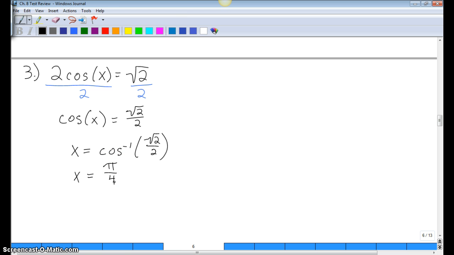Okay, now the directions again in this section say solve for all solutions between 0 and 2 pi. So now that we have our first solution, our inverse solution at pi over 4, put it up here. We have to find the other quadrant where cosine is positive? Well, it's positive in quadrant 1 and quadrant 4. So we need to find an angle down here that has that same reference angle of pi over 4.